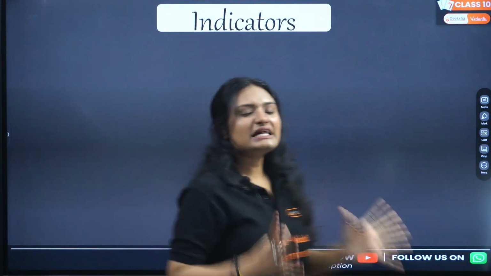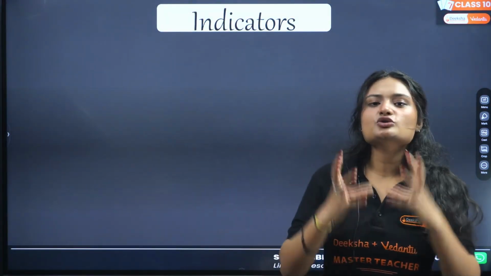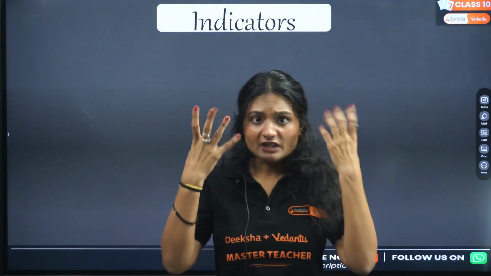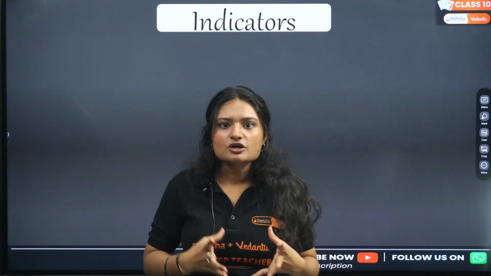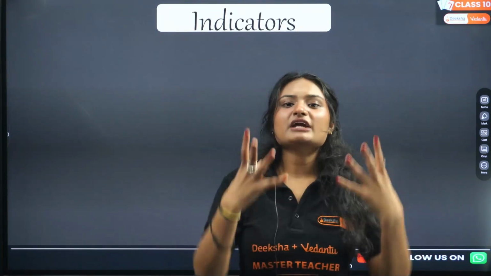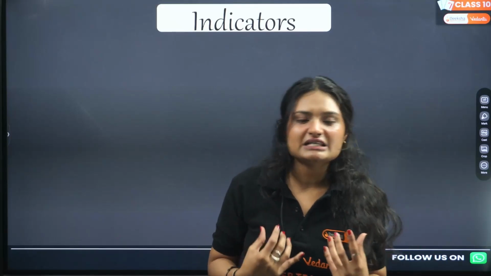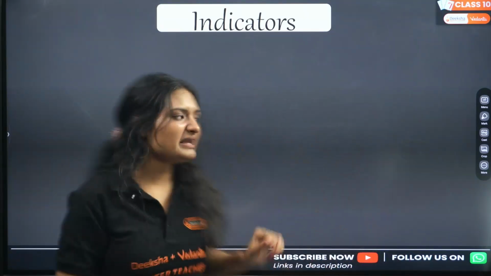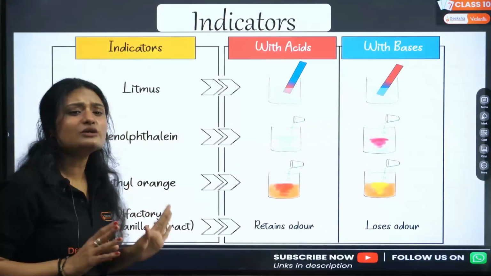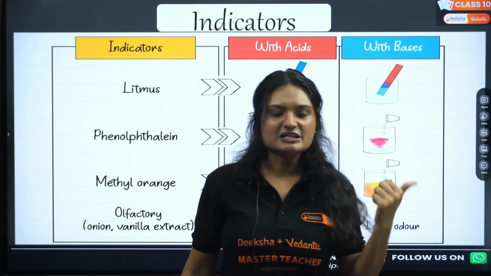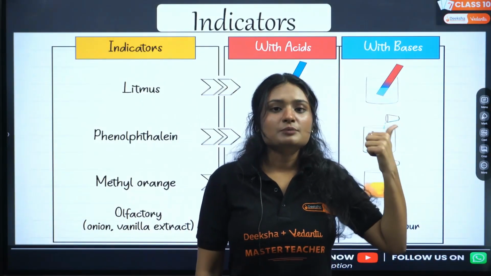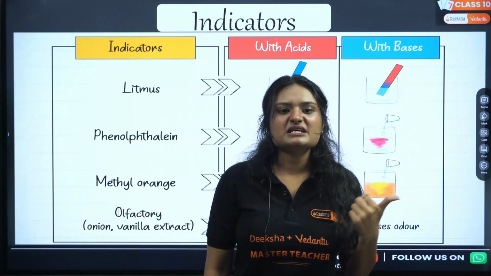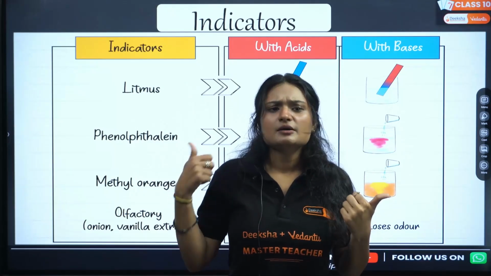Indicators. What are indicators? Indicators are those species or compounds that are used to determine whether we have an acid or a base. We can determine what kind of substance we are dealing with. So what are the commonly used indicators in this chapter? We have litmus paper. What do acids do? Acids turn blue litmus paper red. What about bases? Bases turn red litmus blue.